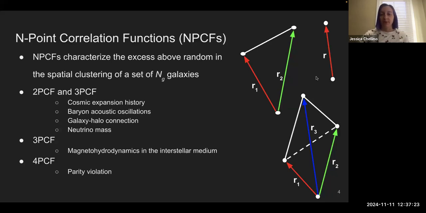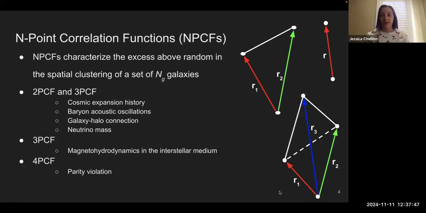The 3PCF is similar, where you have a triplet of galaxies. You choose one as a primary and measure the side lengths r1 and r2 out to the other 2 galaxies in the triplet. The 4PCF is similar to that as well, where you have 4 galaxies or a tetrahedron formed out of galaxies. Choose one as a primary and measure the side lengths out to the other 3 galaxies.